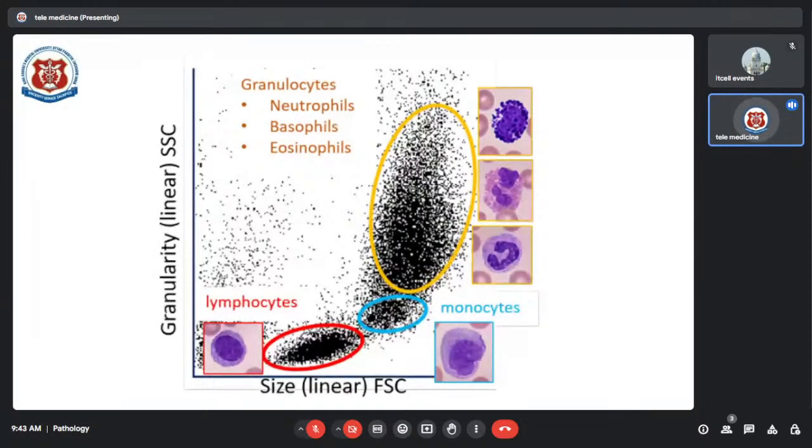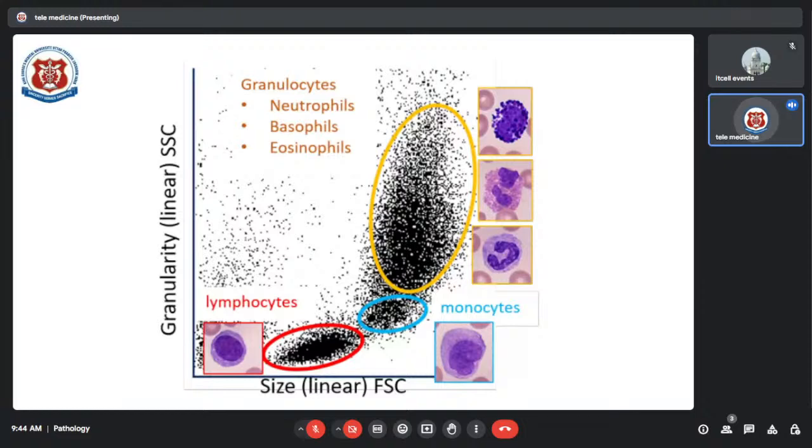Just wanted to tell you about this. This is a forward scatter and this is a side scatter. So forward scatter is for the size. As you know, the lymphocytes are the smallest cells, so you will get the lymphocyte population here. And this will come and lie slightly above the lymphocyte and slightly forward.